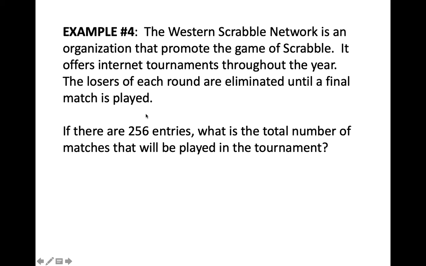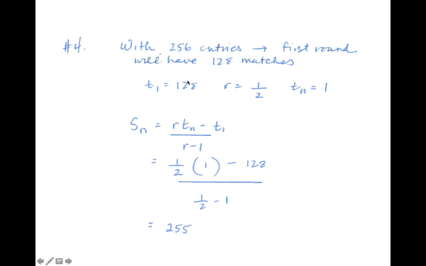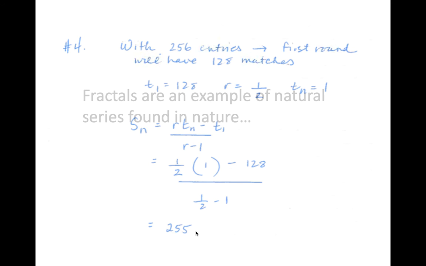So let's assume there are 256 entries. What is the total number of matches that will be played in the tournament? Well, you would start with 256 entries. Now, that means that there are only half as many matches. And so the first number in your term will be 128. And every term after that is being divided by 2 because someone loses, until you get to the point where your last term is 1. Someone has 1. So we use our formula and we find out that they have promoted definitely the game of Scrabble because 255 matches have been played.